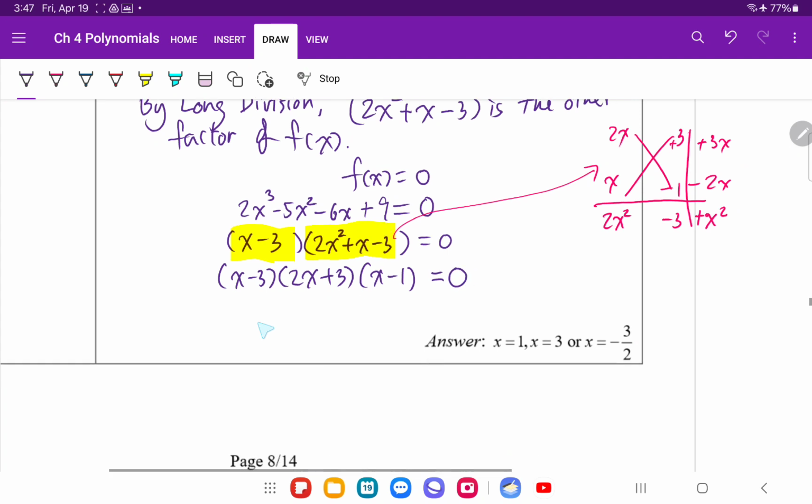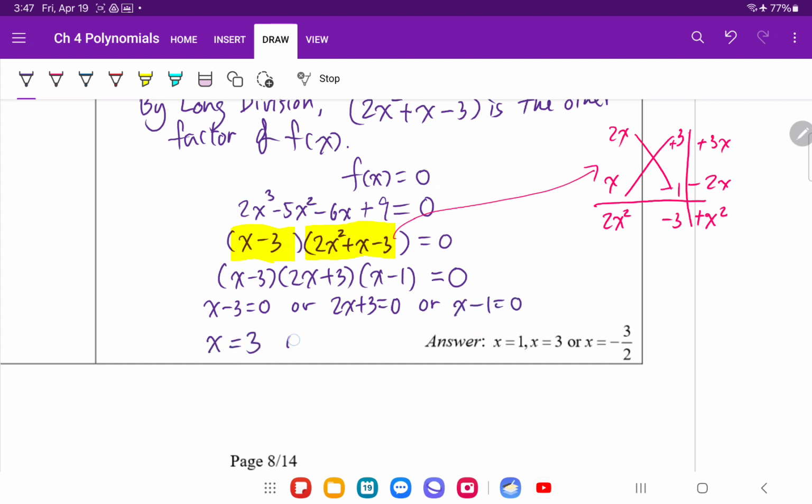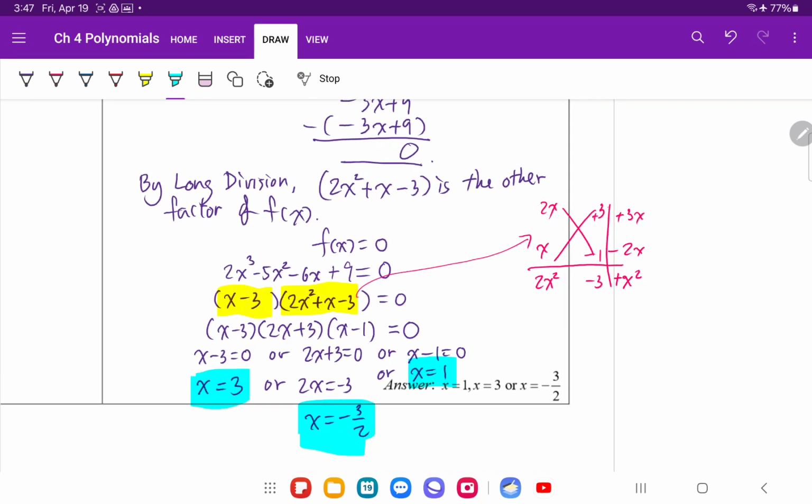And then you apply the zero product rule. x minus 3 equal to 0, or 2x plus 3 equal to 0, or x minus 1 equal to 0. The first part gives you x equal to 3. The second gives you 2x equals to negative 3. The third part gives you x equals to 1. The middle part can be further solved into negative 3 over 2. So now I have 3 answers: x equals to 3, x equals to negative 3 over 2, or x equals to 1. So this completes the redo example for a solving kind of question.